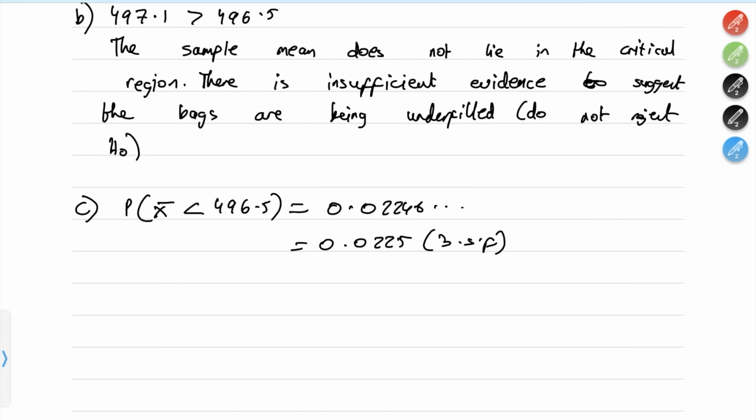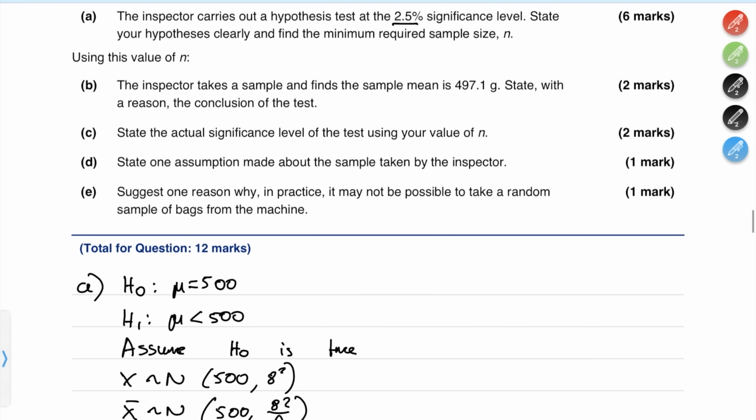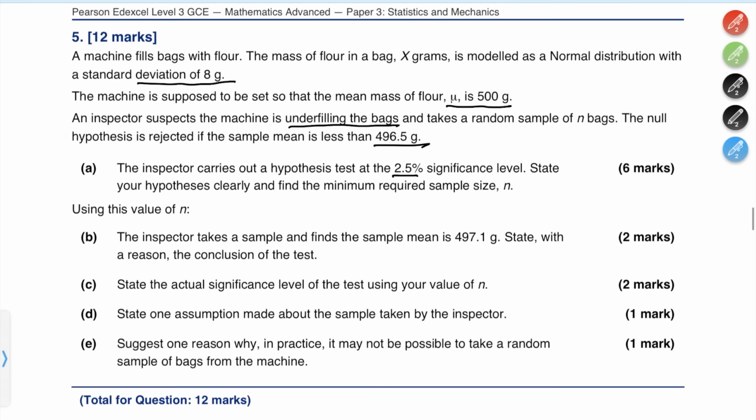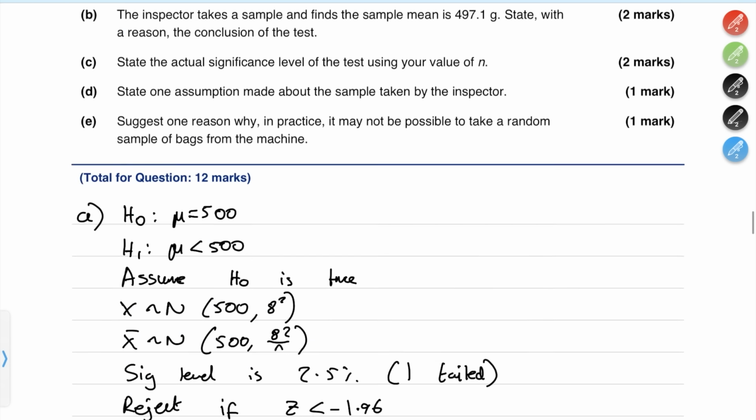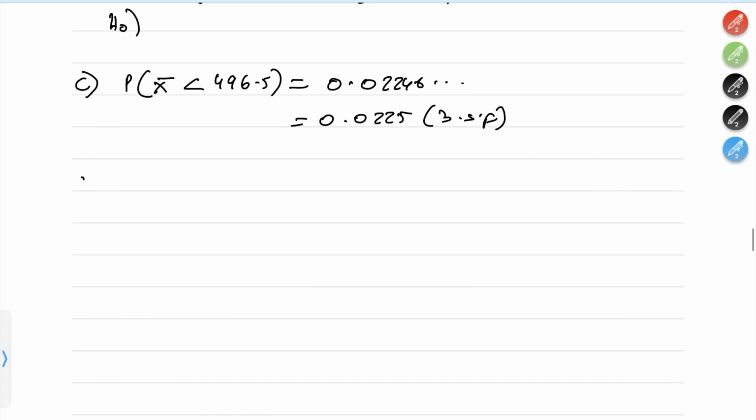Now, part D, state one assumption made about the sample taken by the inspector. Well, you would have to take the bags in the sample randomly. When you're doing a hypothesis test as well, it's important, or with these distributions, you have to say that the bags are selected randomly.